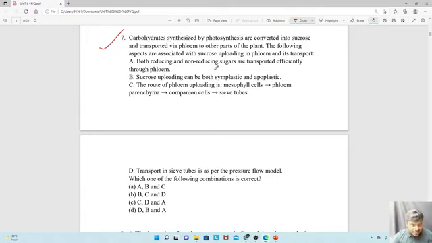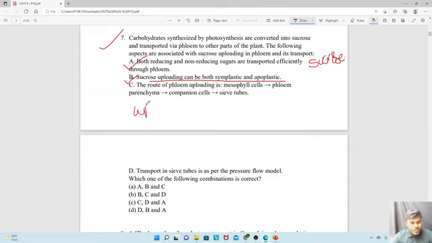Undoubtedly. Tell me, friends, everyone, can the reducing sugar or the non-reducing sugar be transported? What kind of sugar is sucrose? Only sucrose can be transported. Is sucrose reducing or non-reducing? Everyone, now look into option B. Sucrose uploading can be symplastic also, apoplastic also. Good. So sucrose is the only non-reducing sugar that can be transported. I hope every student remembers.